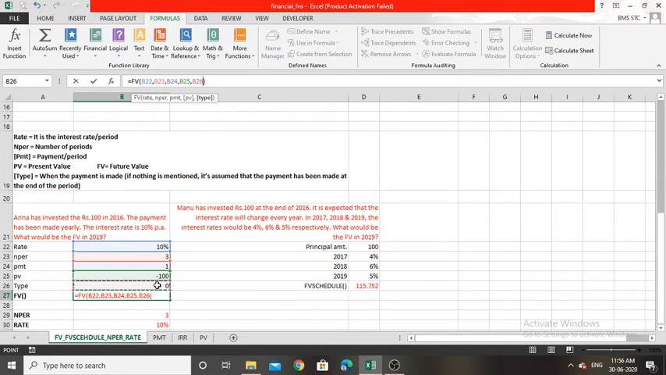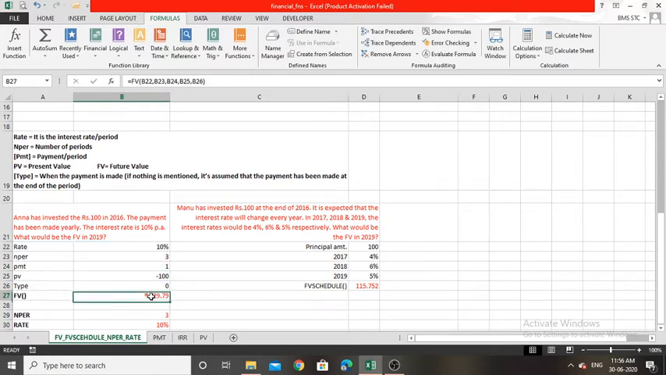Then present. So this is how we calculate the future value. By investing 100 rupees in 2016, we will get 129.79 as the future value in the year 2019. So this is how we can calculate the future value.